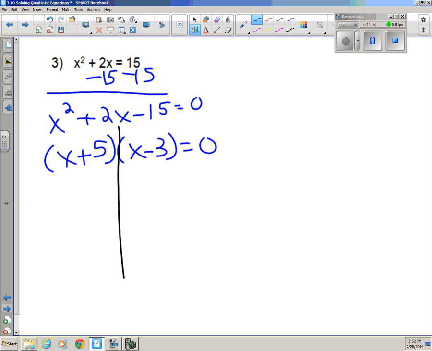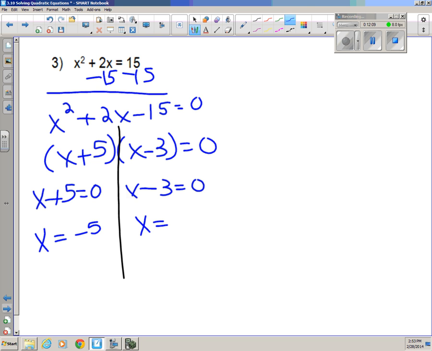I'm going to drop my wall. I'm going to take each factor out of the parentheses, set it equal to 0. When I do the math, I can kind of do this in my head right now. x equals -5 on the left. If I add 3 to both sides, x equals 3. This is my final answer.